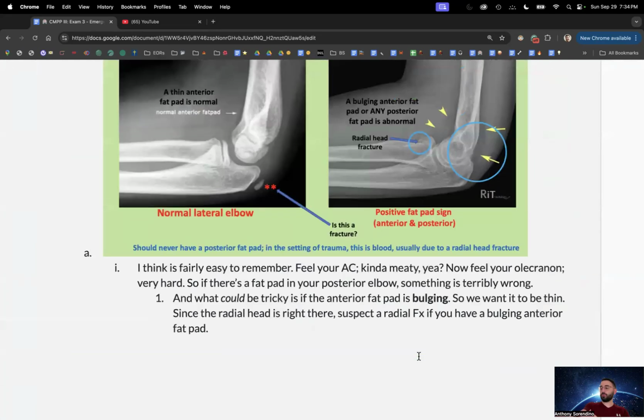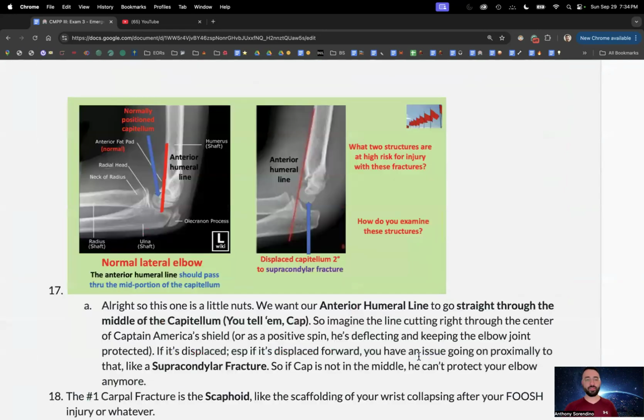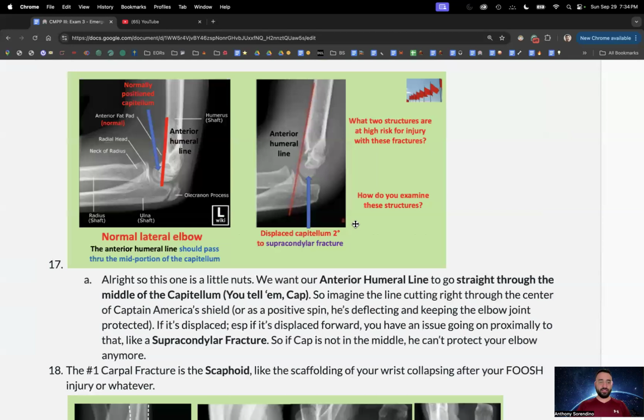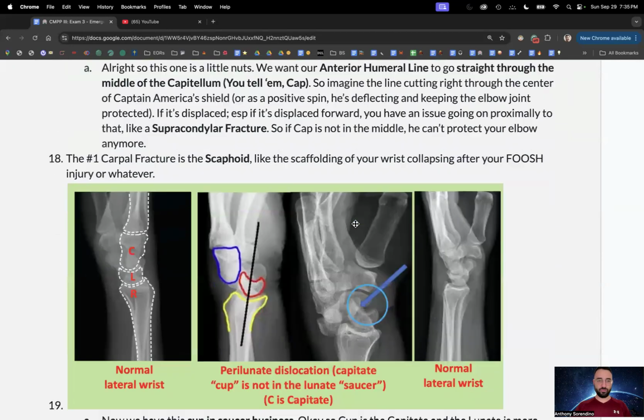And yeah, your AC, it's kind of meaty. It's just the way I remember it. But if you feel your olecranon, you feel your elbow, that's pretty hard. So fat pad normal, fat pad not normal. Yeah, whatever. There's all this stuff.